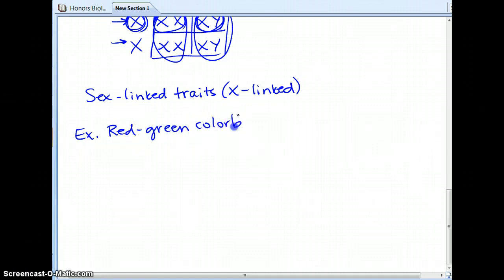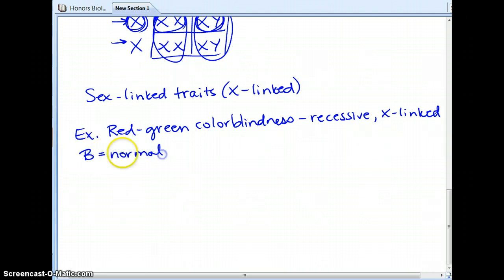Okay, color blindness, okay, and you do need to know this. This is a recessive X-linked trait. Okay, recessive though. So that means when we define our terms that big B equals normal and little b equals blind. Okay? Now, I'm going to give you an example here where we have our parents' generation.